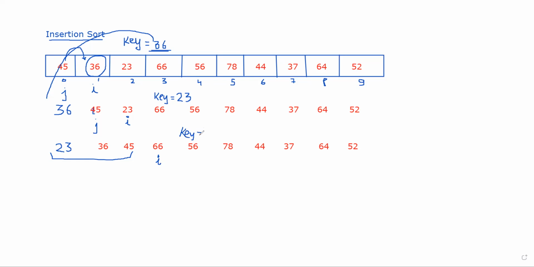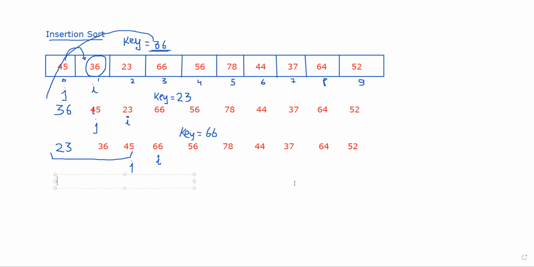What will be the key value? 66 only. Again the same, 66. And where will be j? 45. Now see here, when I compare, this value is already smaller than 66. So there will be no change in this case. It means, as it is, you will get your information for the next time.